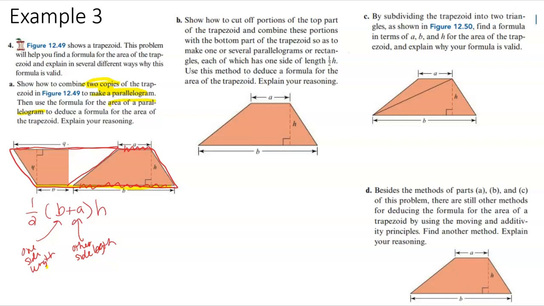Show how to cut off portions of the top part of the trapezoid and combine these portions with the bottom of the trapezoid so as to make one or several parallelograms or rectangles, each of which has one side of length 1/2 h. So they want us to cut this in half so that each piece has 1/2 height here. If I look at this little triangle here, if I were to put that little triangle right there, and if I were to take this and extend this out, kind of putting that right there.